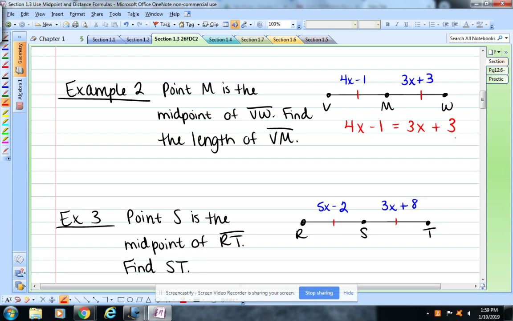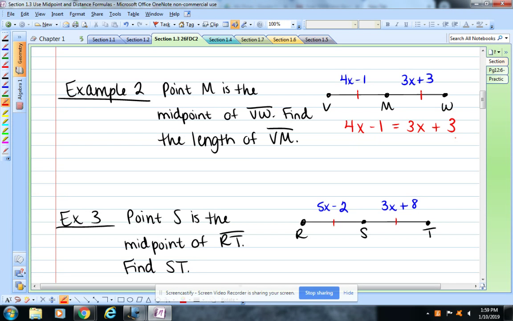Okay? So midpoint means I have two equal pieces. So if we have variables, we can set them equal to each other. Now, y'all, solving equations 101. You've done it since like 6th, 7th grade. I just taught it to some brand new Algebra 1 babies this week.